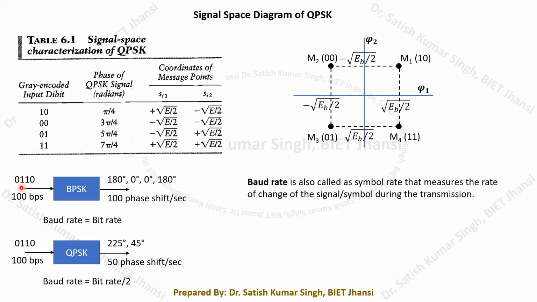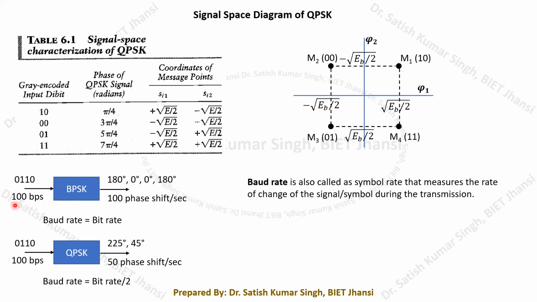So corresponding to this binary sequence 0110, the phase shifts will be 180 degrees, 0 degrees, 0 degrees, and 180 degrees. The meaning is that we have a total of 4 bits, and the corresponding phase shifts in the carrier that we are sending are also 4 phase shifts that we are going to observe.